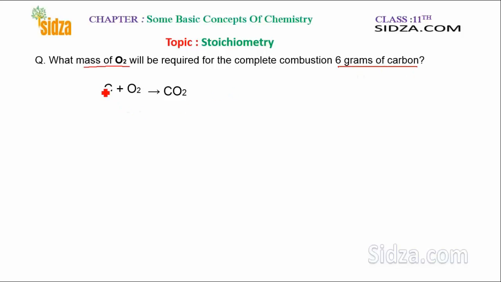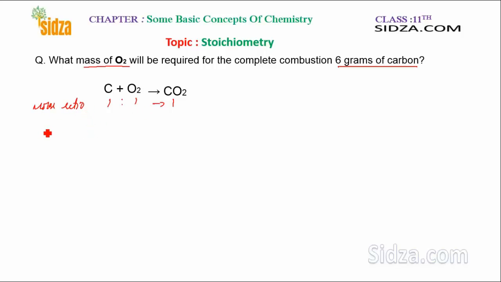So when you look at the balanced chemical equation, it says 1 mole of carbon reacts with 1 mole of oxygen and forms 1 mole of carbon dioxide. Therefore, the molar ratio here is 1:1:1, right? So that means 1 mole of carbon produces 1 mole of carbon dioxide, and 1 mole of carbon uses 1 mole of oxygen also. This is the molar ratio.